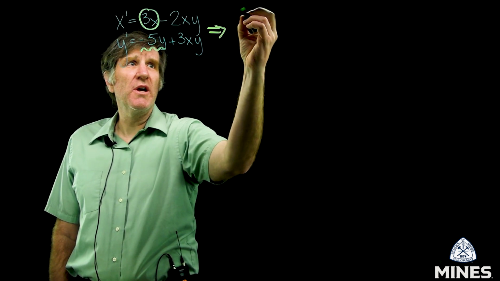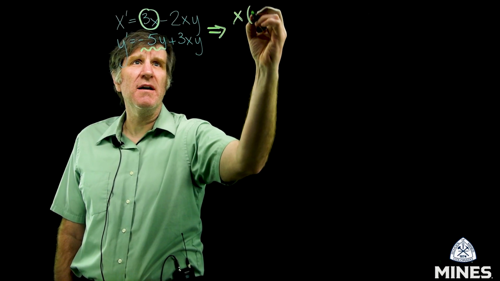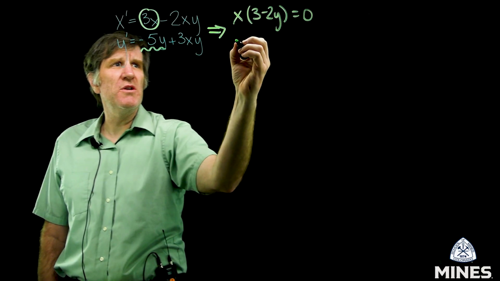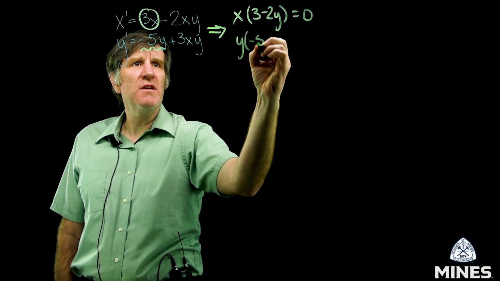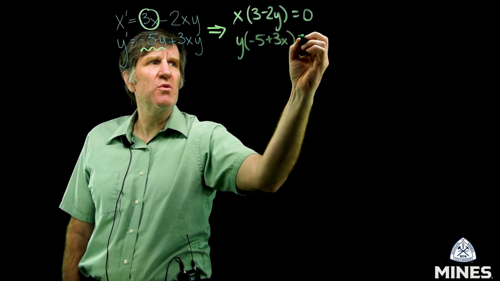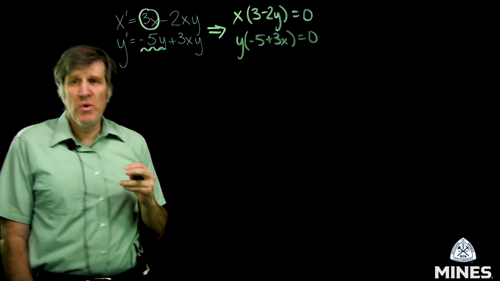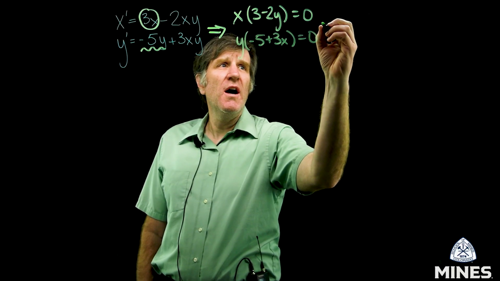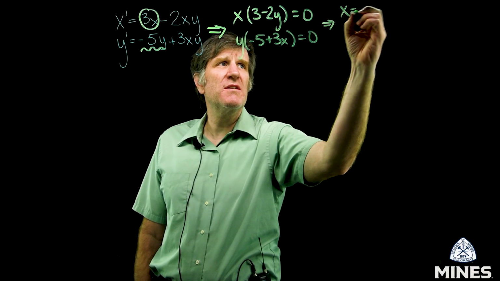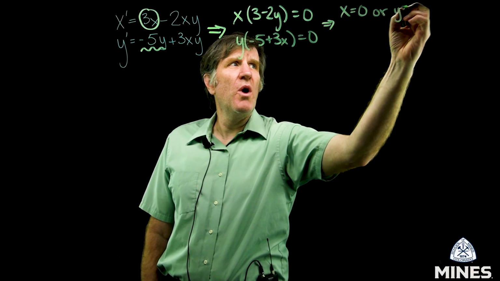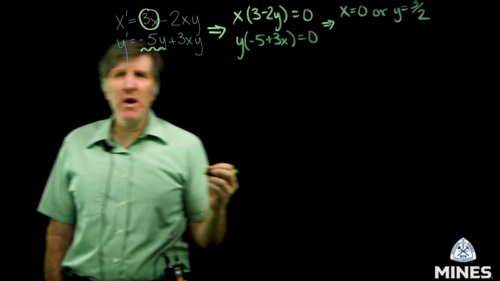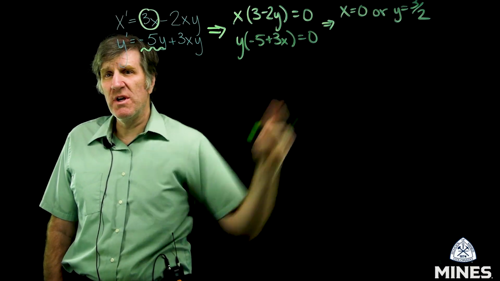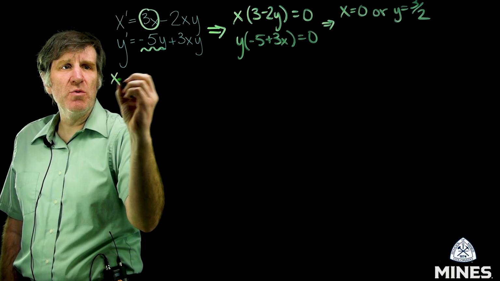So we are looking at x times (3 minus 2y) equals 0 for the first equation, and y times (minus 5 plus 3x) equals 0 for the second equation. So we have our two equations, we factored them, set them equal to 0. From this top equation, we can say x equals 0 or y equals 3 halves. So we have two possibilities from the first equation. If we want x prime to be 0, one of these two things has to be true. So let's track through both of those options.